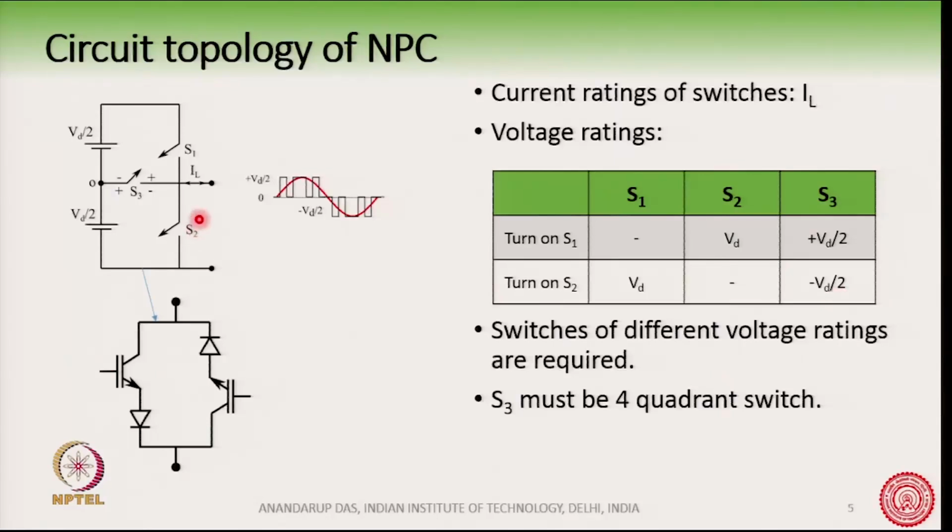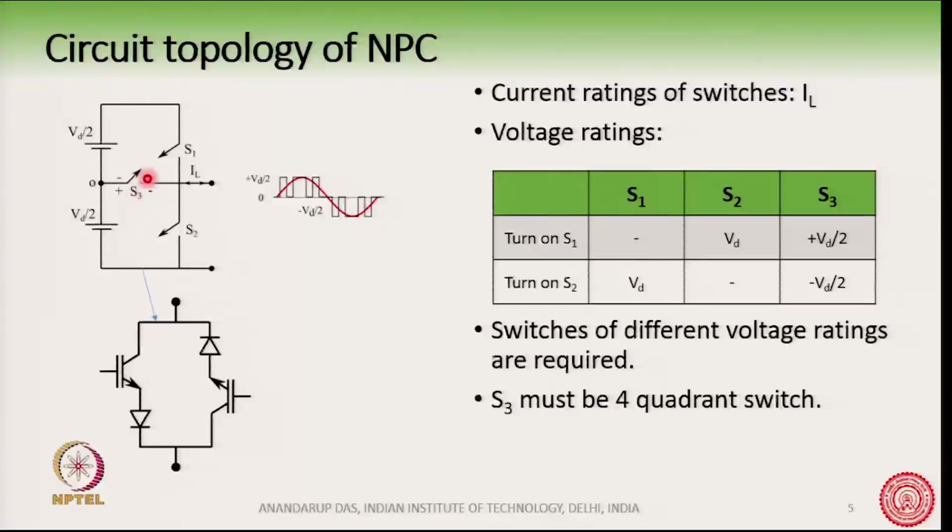Similarly, if I want to know the voltage rating of S2, I will turn on S1, I will turn on this one, and we will see how much voltage comes across S2 that it has to block. So, therefore, once I turn on S2, this plus terminal will come and will be at the same potential here. So, S2 has to block the full DC bus voltage, and hence its rating is Vd.